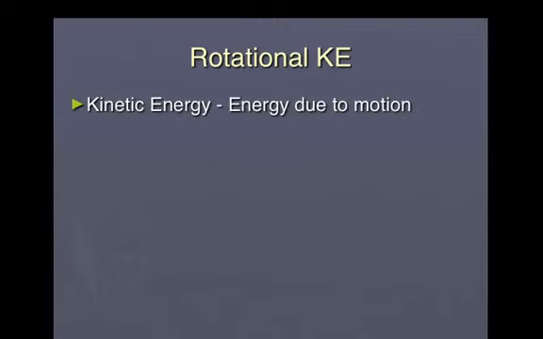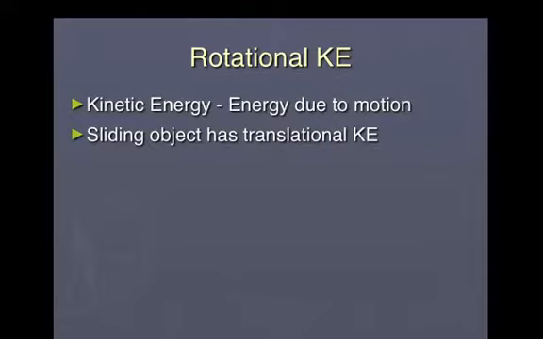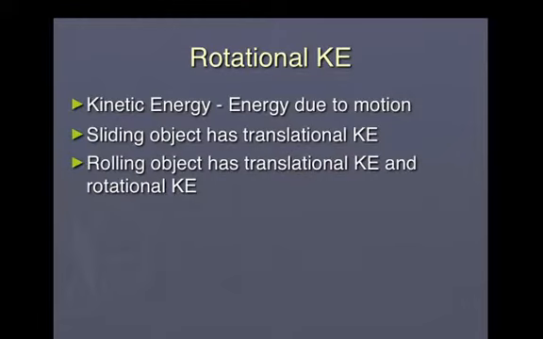Now, that sort of segues into the idea of rotational kinetic energy. Now, we've already defined kinetic energy, energy due to motion. Anything in motion has kinetic energy. But it turns out there's actually two sort of subcategories of kinetic energy. Really, anything that is sliding is said to have something called translational kinetic energy. Okay? Now, to translate sort of just means to move forward. But a rolling object, because it's moving forward, has translational kinetic energy also, but also has an additional component called rotational kinetic energy.